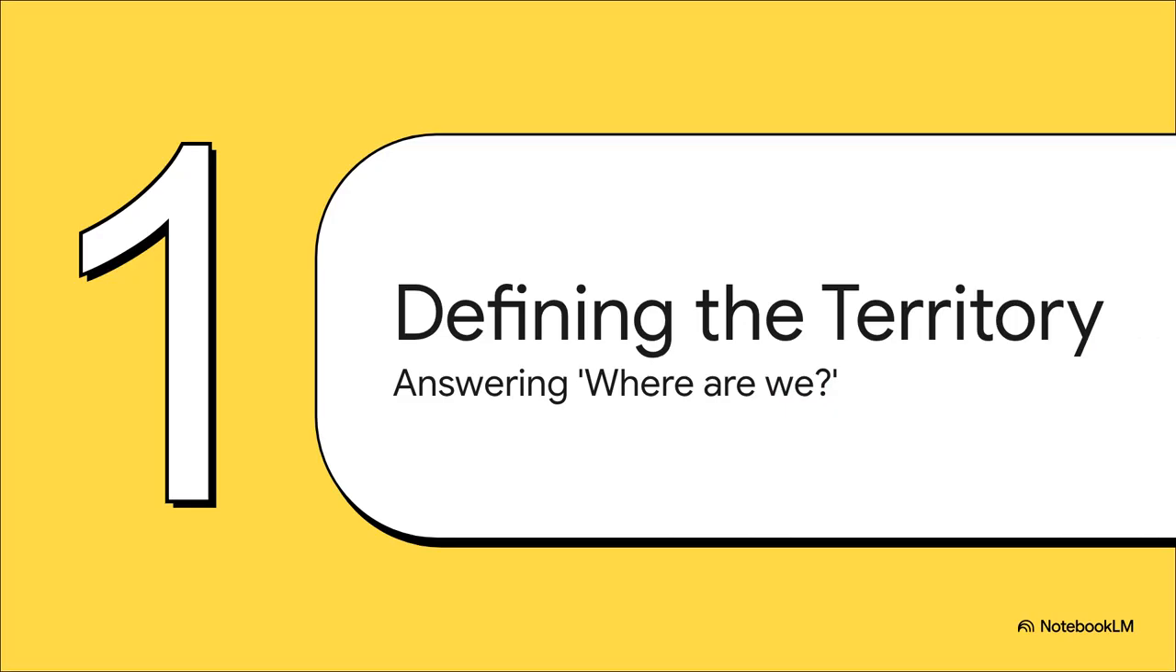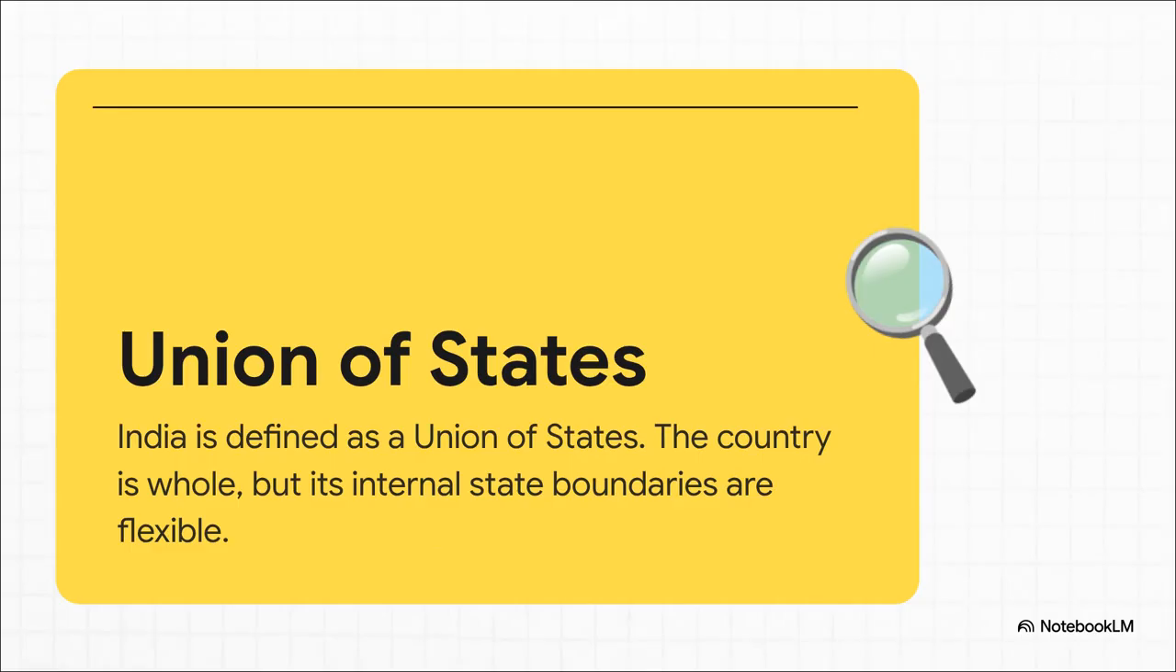All right, first up, Part 1 of the Constitution. This part tackles that first question, where are we? It's all about drawing the map, defining the physical boundaries of this new nation. Now, what's so fascinating is how Article 1 defines India. It calls it a union of states. And this concept is really powerful. Think of it like this.